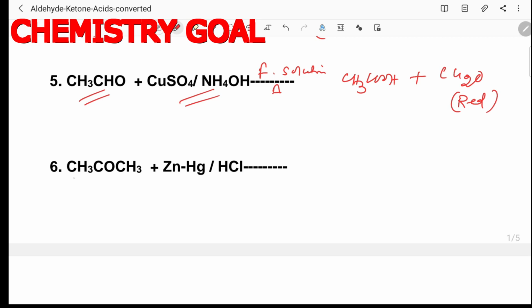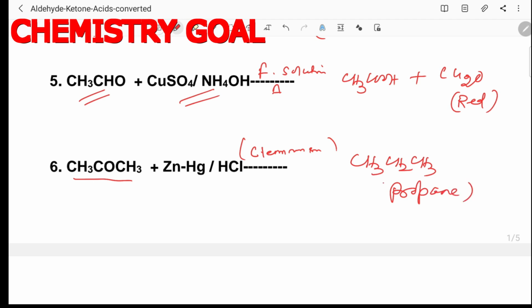It gives red color cuprous oxide. Then acetone reacts with zinc amalgam and HCl. Already we have discussed this. It is called Clemmensen reaction. In this Clemmensen reaction, a ketone converts to an alkane, CH3CH2CH3, because it has 3 carbons, converting to the alkane. This is propane. The product propane is formed. In Clemmensen reduction, your aldehyde and ketone get converted to alkane. So as the ketone contains 3 carbons, the product is propane.